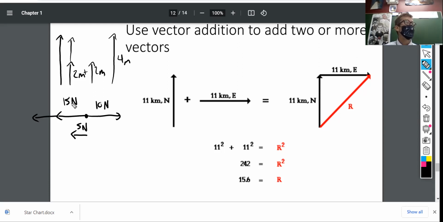If vectors oppose each other, they're in the exact opposite direction. The sign convention there is that we make one negative relative to the other one. So we could say left in this case was positive, so this is negative 10. It's arbitrary which direction you assign as negative, as long as you say when vectors oppose each other, one is negative relative to the other one.